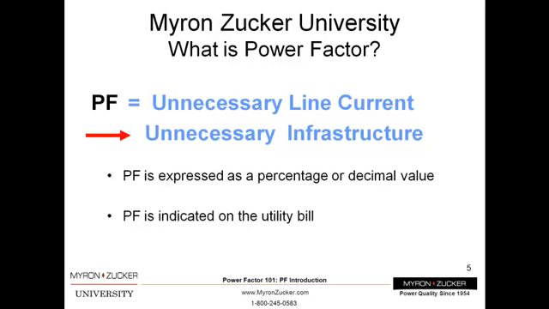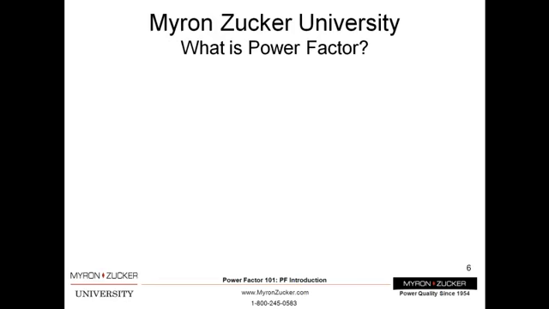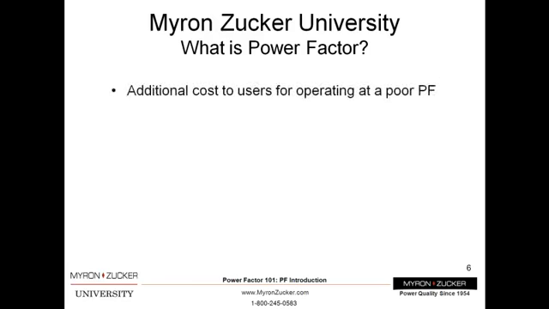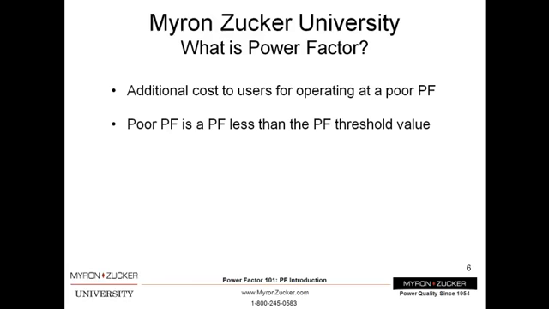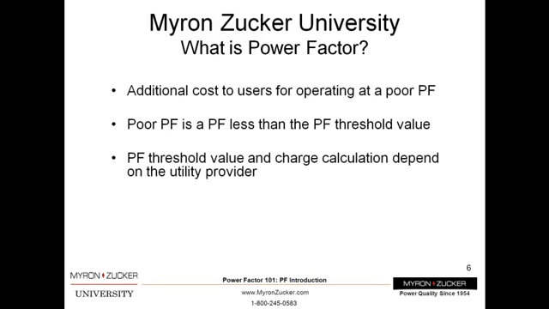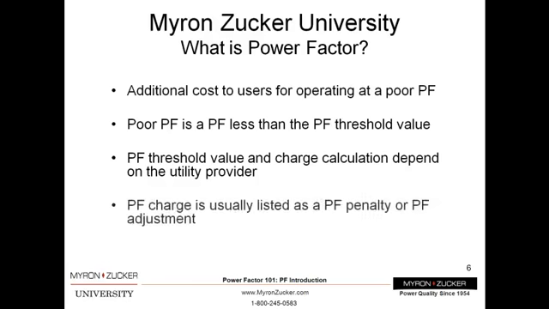It seems reasonable that if utility providers are required to install additional unnecessary infrastructure, costs associated to this will be passed on to those energy users operating with low power factor. This charge is typically based on a threshold value, and power factor values below this are usually referred to as poor power factor. The threshold value and method of calculating the power factor charge varies from utility provider to utility provider, and the power factor charge is commonly listed on the utility bill as a power factor penalty or power factor adjustment. It can also be listed as excess kVAR or kVA.